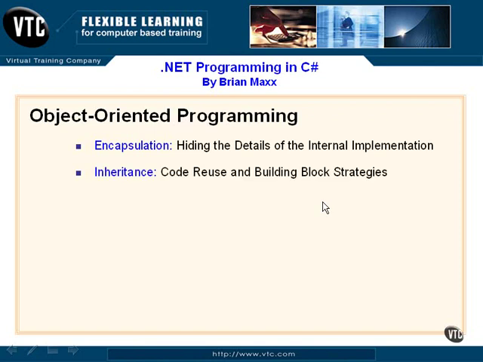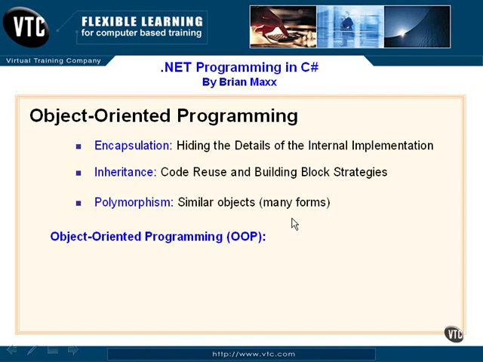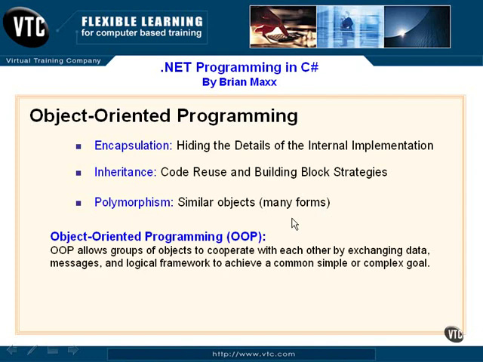Inheritance is code reuse in talking about the building block strategies. Polymorphism is similar objects that can be of many forms. So these are the high levels, and this makes up object-oriented programming, OOP. Well, what exactly is OOP? OOP allows groups of objects to cooperate with each other by exchanging data, messages, and a logical framework. And this is going to achieve a common, simple, or complex goal. That's the high level of what it is.